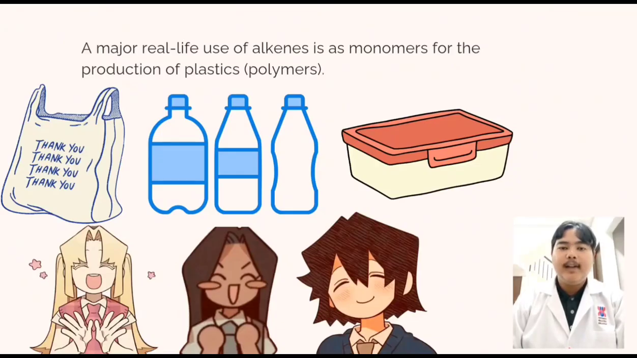And finally, the biggest real-life use is plastic. Alkenes like ethene are the building block, or monomer, for plastics like polyethylene. Polyethylene is one of the most widely used plastics globally, found in plastic bags, milk jugs, and containers.